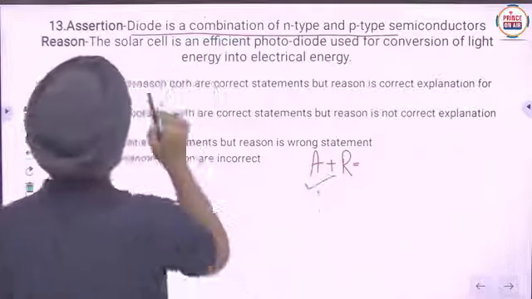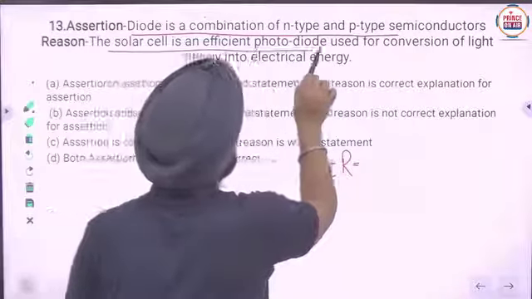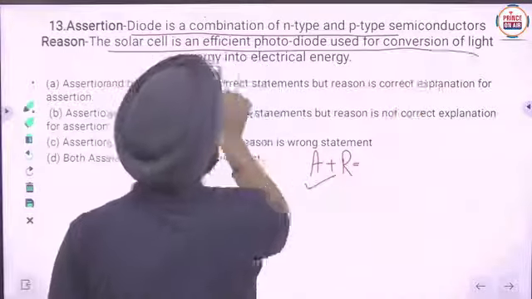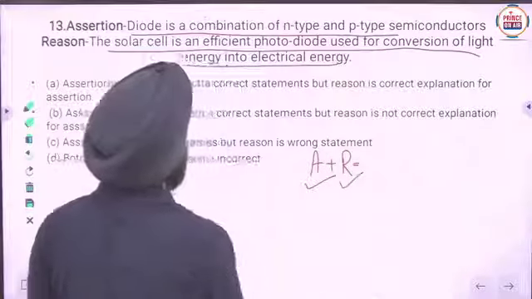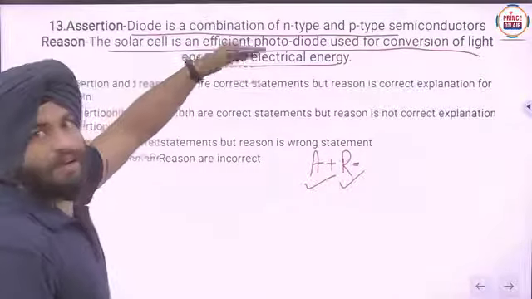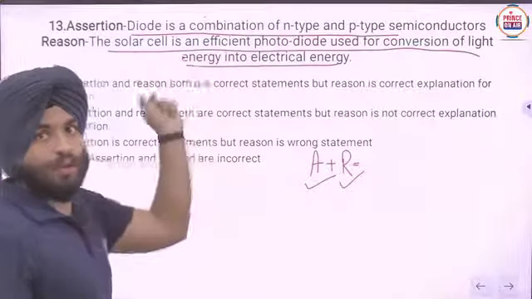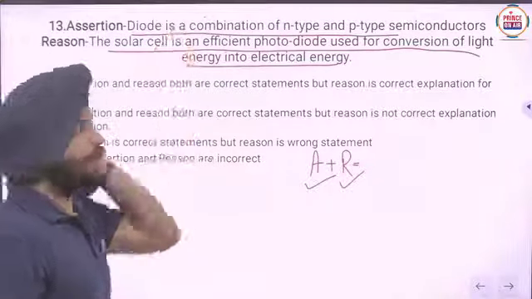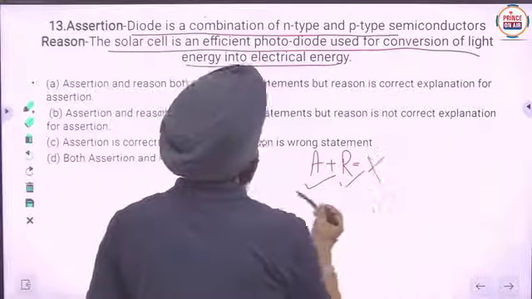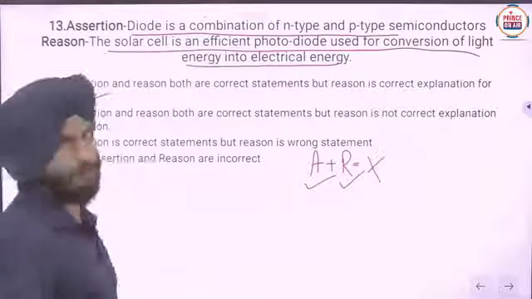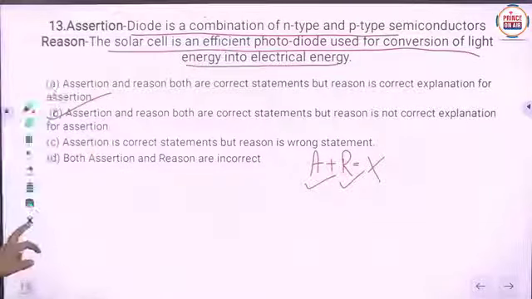Yes. Reason: the solar cell is an efficient photodiode used for conversion of light energy into electrical energy. It is also correct, but there is no relationship between these two. The reason is not the correct explanation of the assertion. So option B is the correct one here. 2 right means option B.